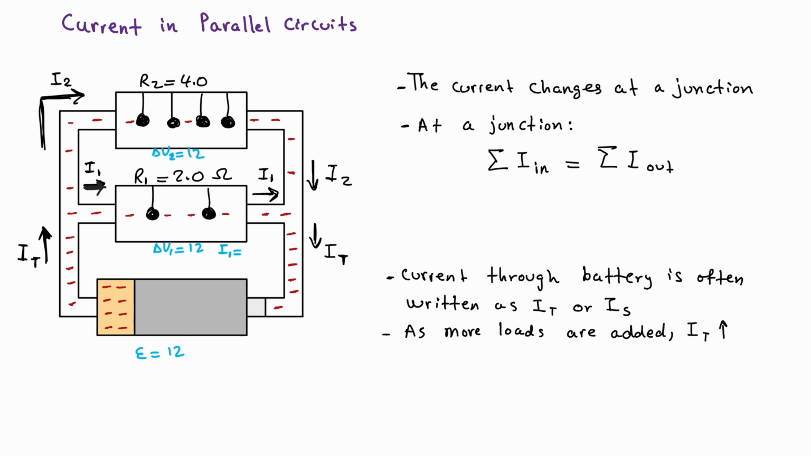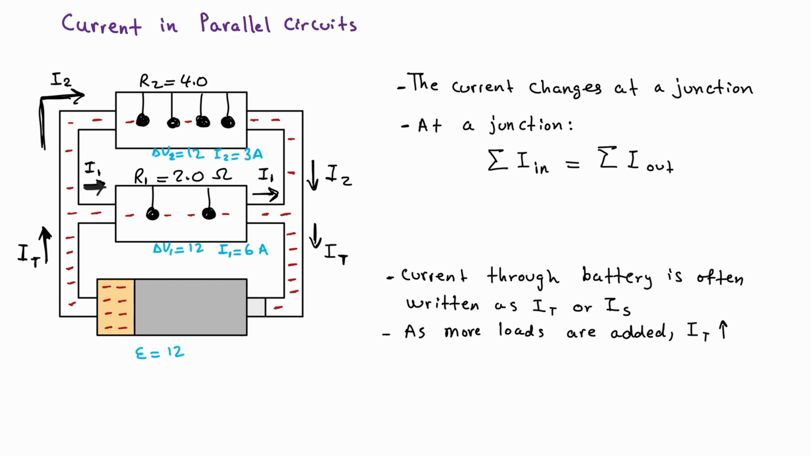The current here, I1, will be 12 divided by 2, which is 6 amps. And the current here, I2, will be 12 divided by 4, which is 3 amps. And as I said before, because we got more traffic here, the charges are moving slower in comparison to this one. The charges here will be moving at a speed twice as fast in comparison to these ones. So that's the idea of the current here, but the idea is that whatever current goes into a junction is equal to the current going out.